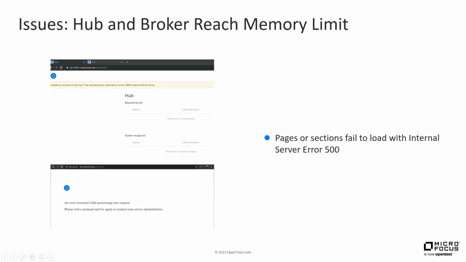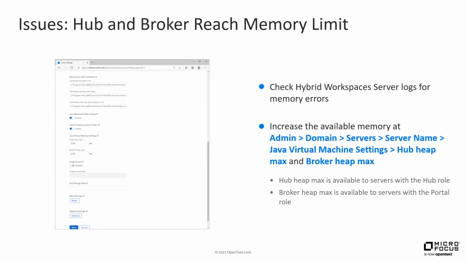Another problem that you can hit is that the Turbo Hub and Broker reach their memory limit. In this case, you can see that pages or sections fail to load with an internal server error 500. To identify the problem, you'll check the Turbo server logs for memory errors.